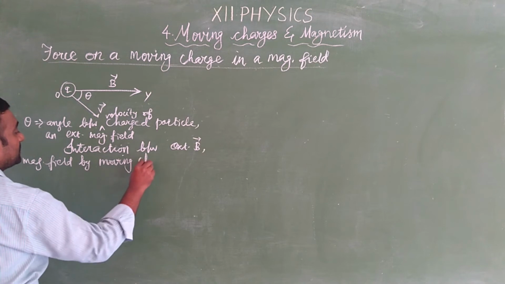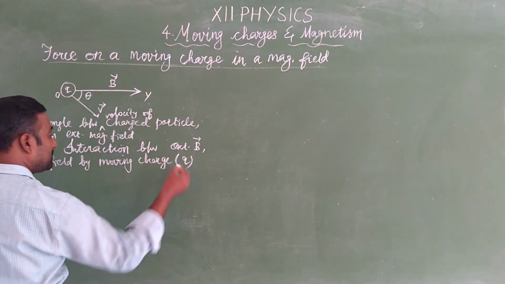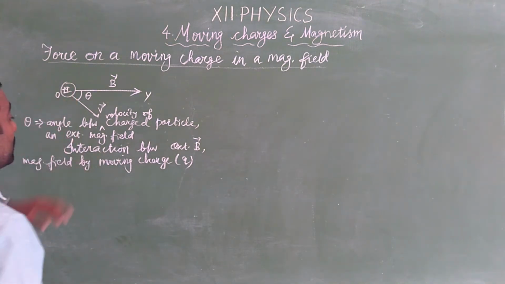What is the moving charge here? It is Q. Q is the moving charge. It may be positive or negative, it is our convenience. That is plus Q or minus Q.